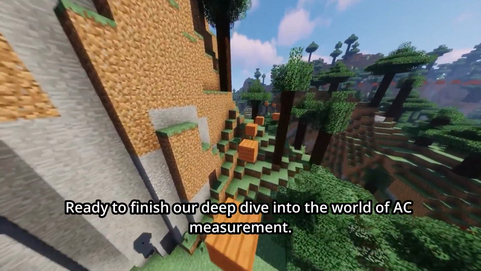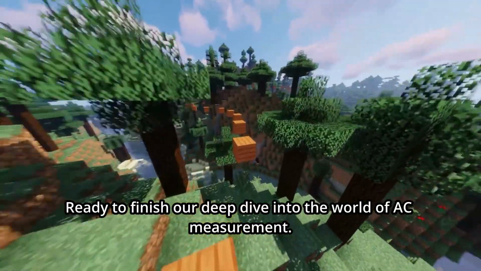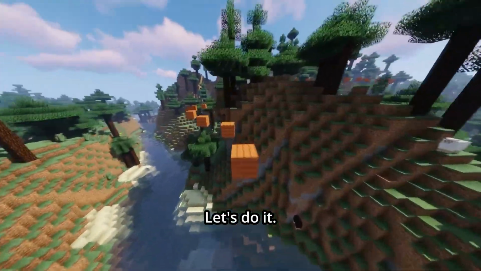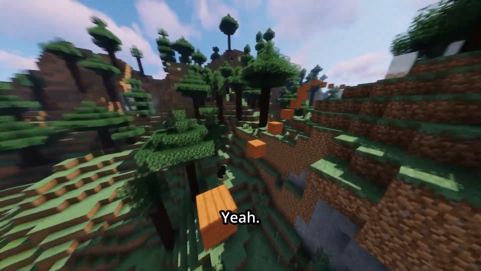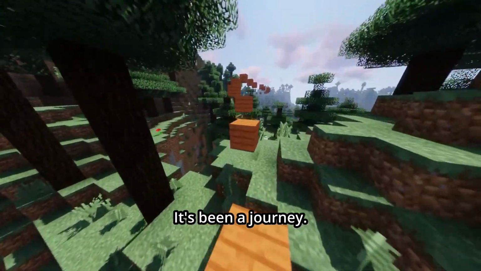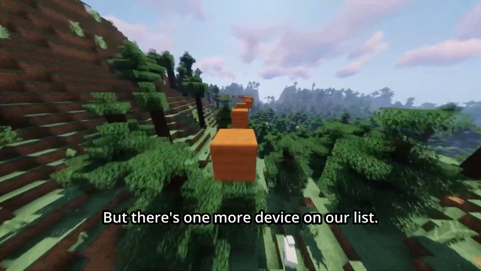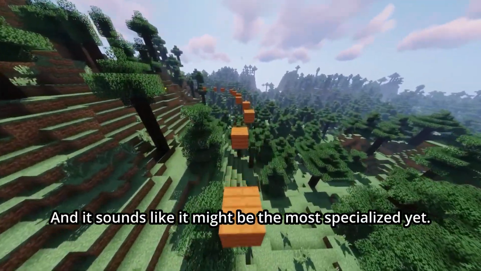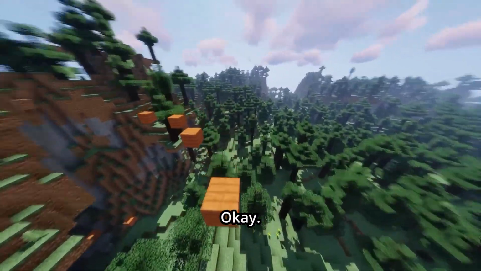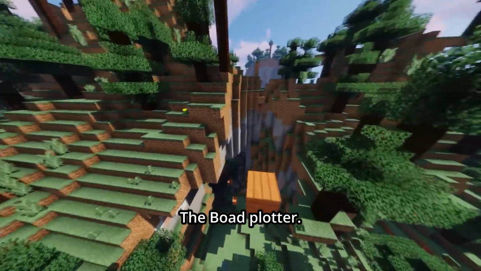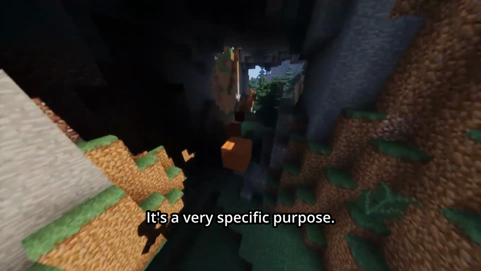Ready to finish our deep dive into the world of AC measurement? All right, let's do it. We've learned about all sorts of tools: meters, oscilloscopes, frequency counters. It's been a journey. But there's one more device on our list, and it sounds like it might be the most specialized yet. This one's pretty niche. It's the Bode plotter. It has a very specific purpose.